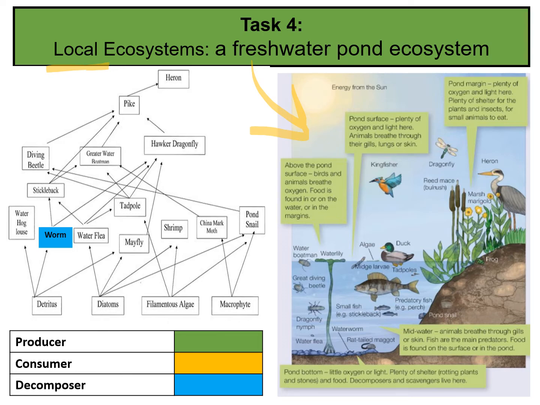So what I would like you to do for task 4 is to use the diagram which you have on your sheet and we also have on the board and highlight it. So using the key, producer, consumer, decomposer, and the definitions from task 3, I would like you to go through and highlight and identify the following from the food web. So I've done a worm for you. So a worm is an example of a decomposer.